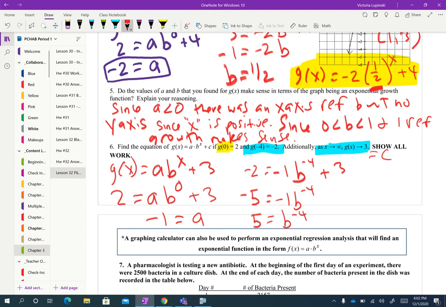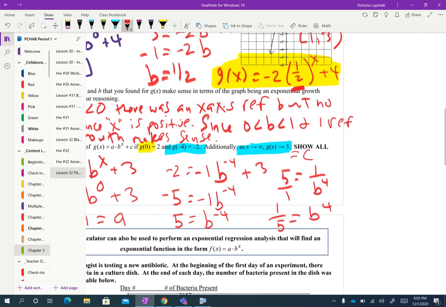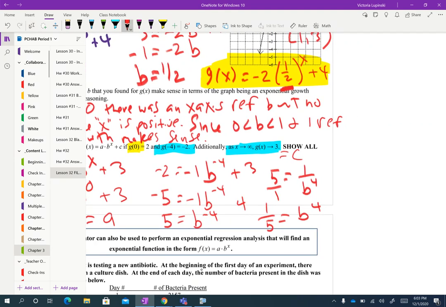So b to the negative 4th, a couple different ways you could rewrite that. So I'm going to say that 5 is equal to 1 over b to the 4th. And then using just rules of algebra, if you have 5 over 1 is equal to 1 over b to the 4th, you can actually find the reciprocal of both sides. So you could say that b to the 4th is actually equal to 1/5. And then in order to solve for b, you would actually have to take the 4th root of both sides. So if you take the 4th root of both sides, b is equal to the 4th root of 1/5.